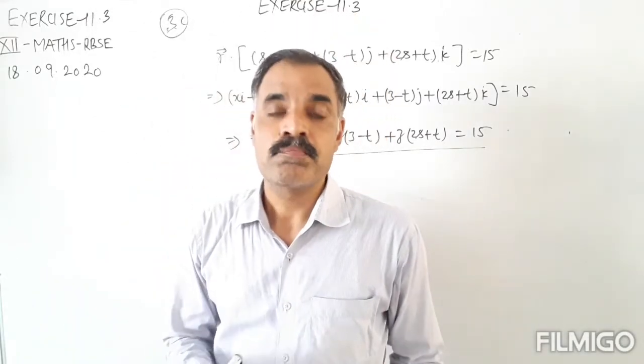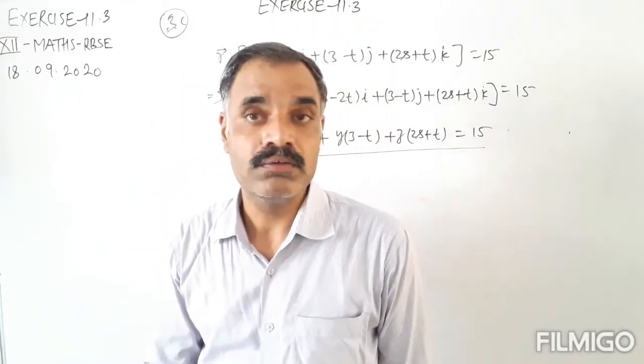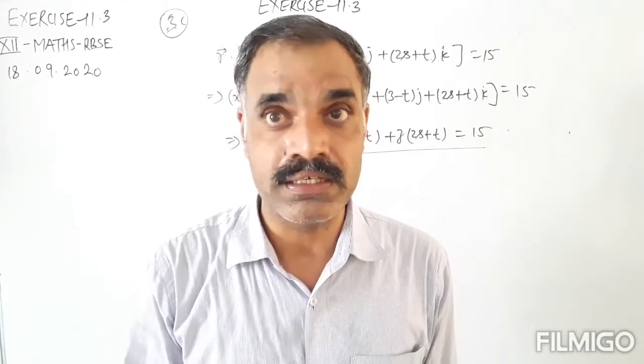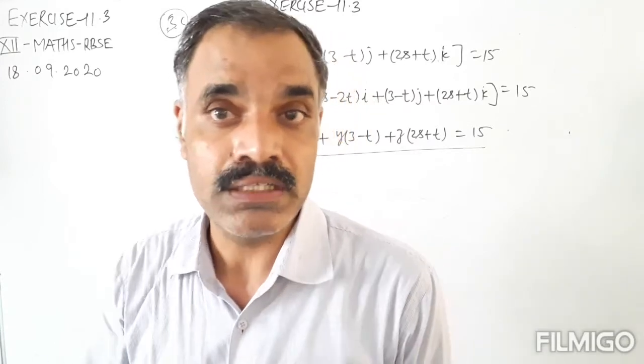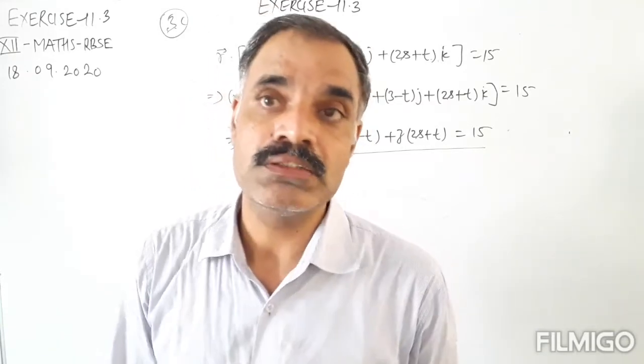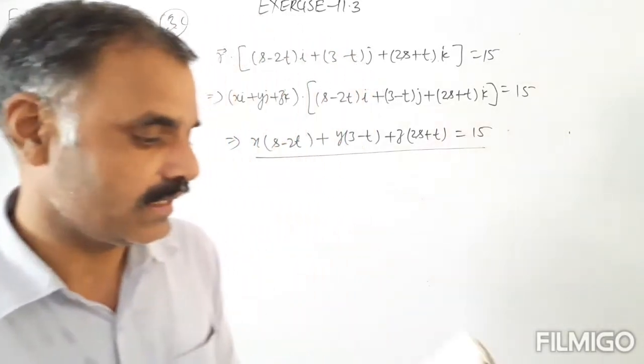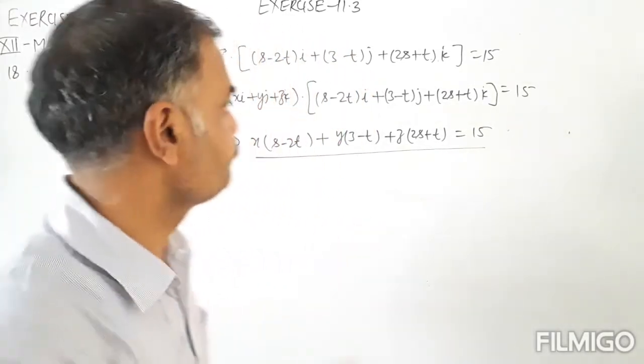Okay, when the vector form is given, we have to replace r vector by xi cap plus yj cap plus zk cap and we get the Cartesian form. Okay, so this was question number 3, part C. Now let us take the next question, number 4.